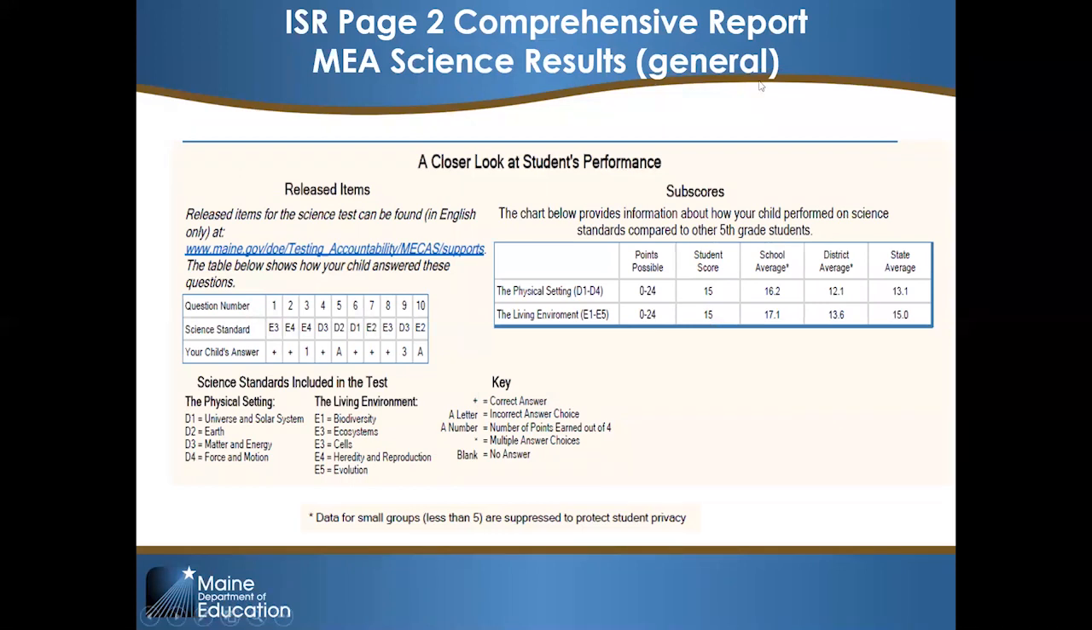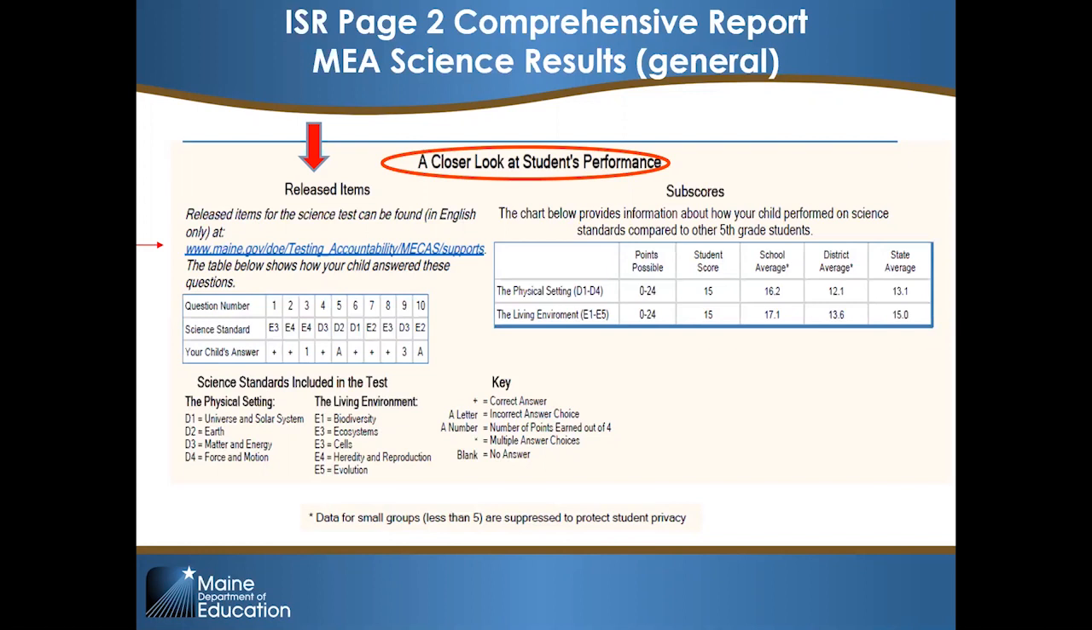The bottom of the general MEA Science ISR shows a closer look at the student's performance compared to other students in the same grade within the school, district, and state. The MEA Science released items are on the left. Each year, the general MEA Science assessment has a number of items that are released to the public. These items can be found at the link on the left side under the released items on the ISR.